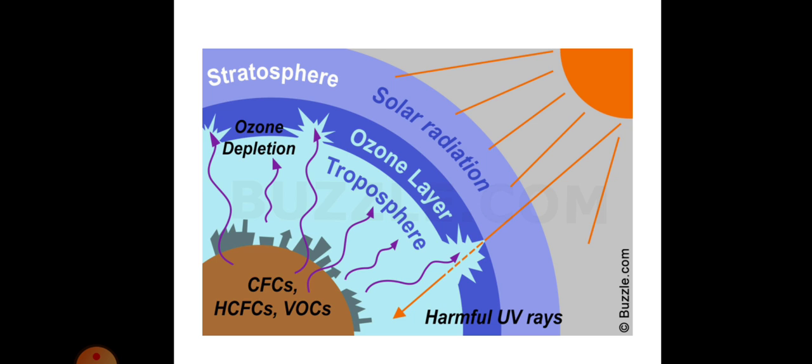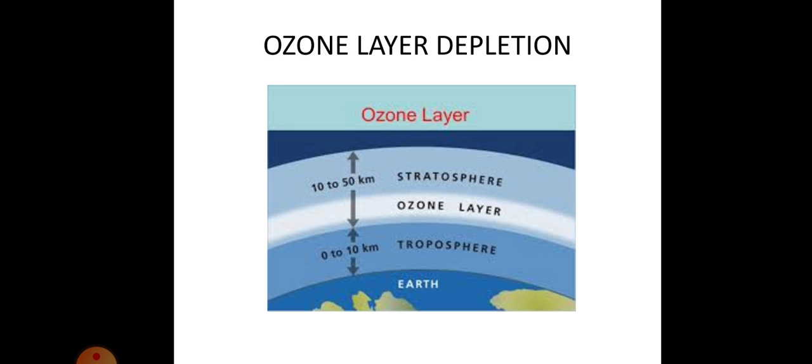So we'll be discussing what ozone layer depletion is in today's class. What do you mean by ozone layer depletion? Ozone layer depletion is a gradual thinning of this layer of ozone in the upper atmosphere, which is caused mainly by the release of compounds that contain gaseous bromine or chlorine. These chemicals are usually released from various industrial activities and other human activities. So it is nothing but a thinning of the ozone layer that is present in the atmosphere.